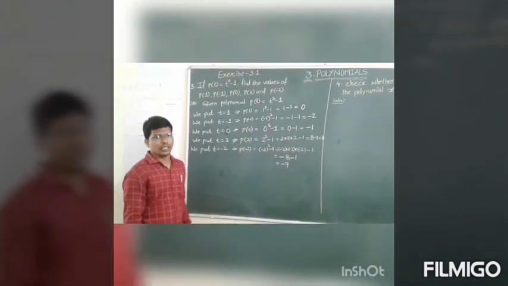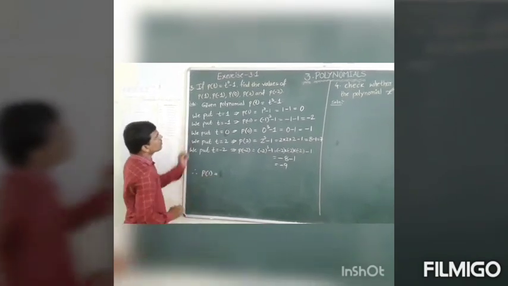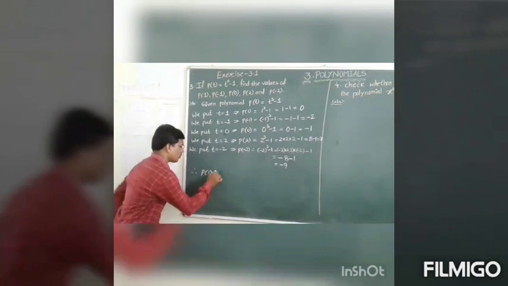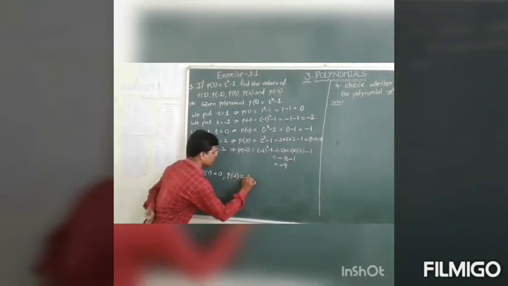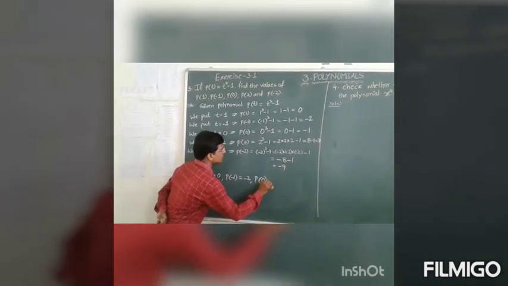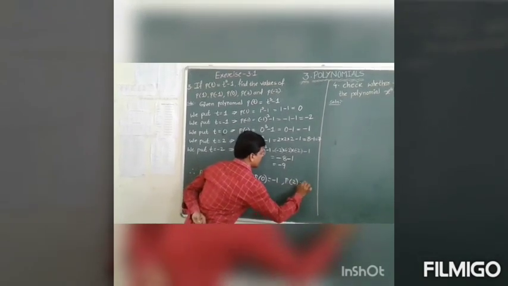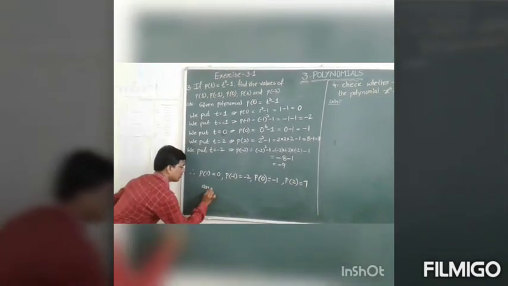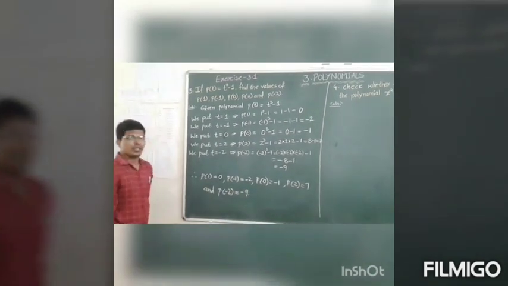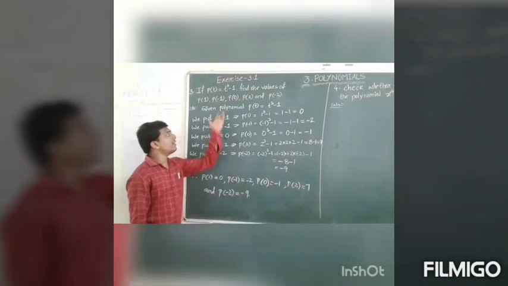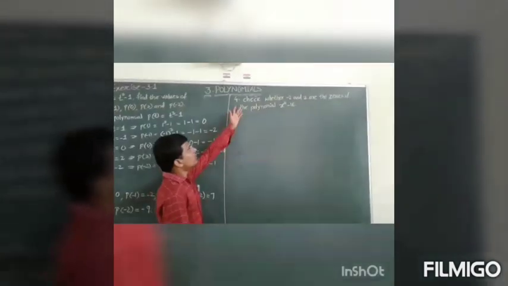No need to find the zeros here. Okay. So then finally you write it here. P of 1 is equal to how much? 0. And P of minus 1? Minus 2. Then P of 0? Minus 1. P of 2? 7. And P of minus 2 is equal to minus 9. These are the values for the given polynomial. Okay, do you understand? Next, we'll go for the fourth question.